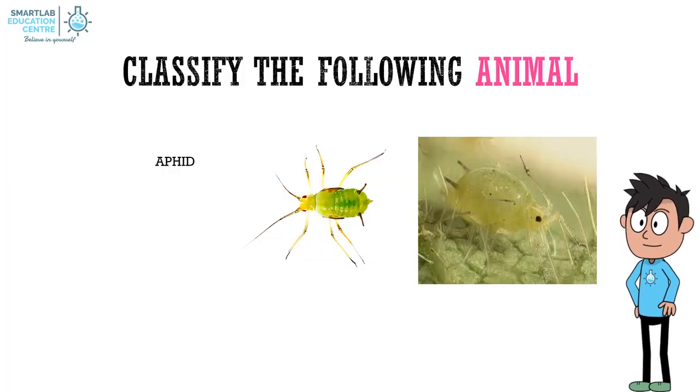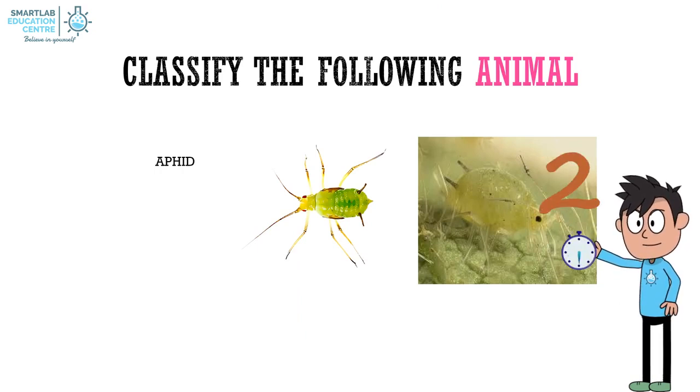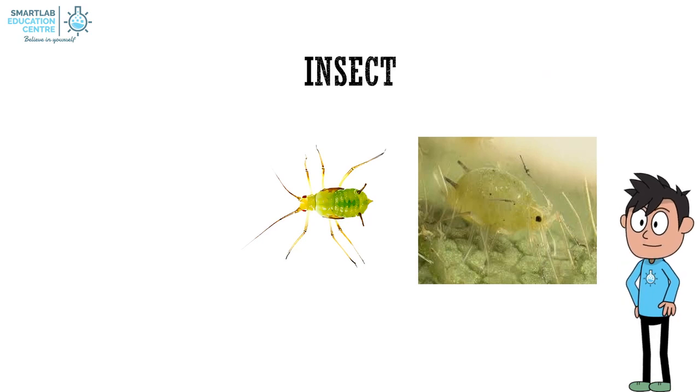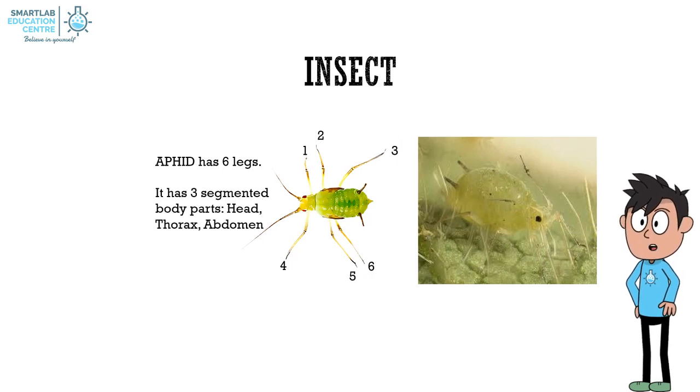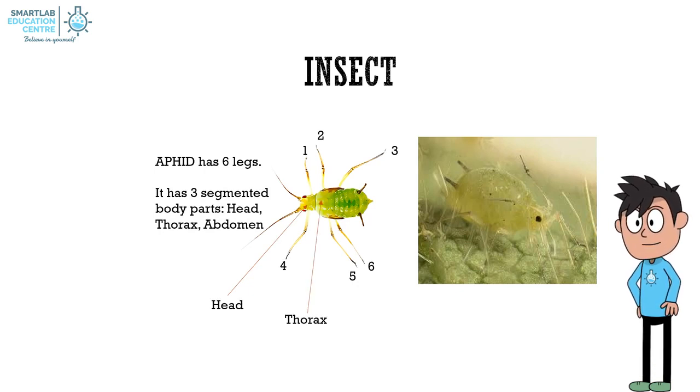It is quiz time. Let's see how many you can classify. Classify the following animal. It is an insect. It has 6 legs. It has 3 segmented body parts: head, thorax, abdomen.